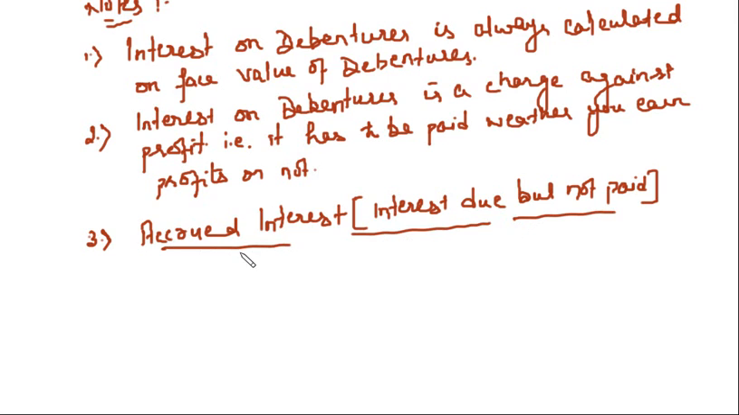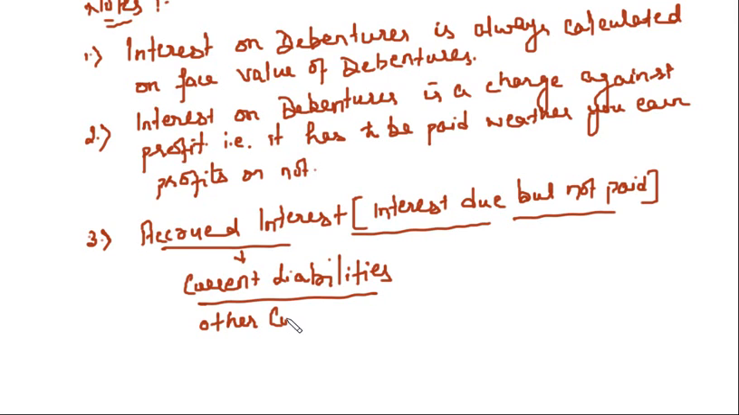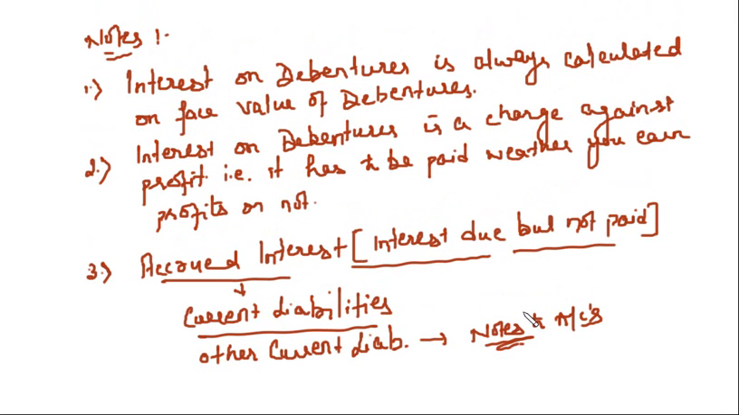In case of interest due, this amount of accrued interest will be shown under the subhead of current liabilities. In equity and liabilities, under the subhead current liabilities, as other current liabilities. This other current liabilities you will show in notes to accounts, the details of this. Clear? So this is about accrued interest, that is due but not paid. Right? This is accrued interest.